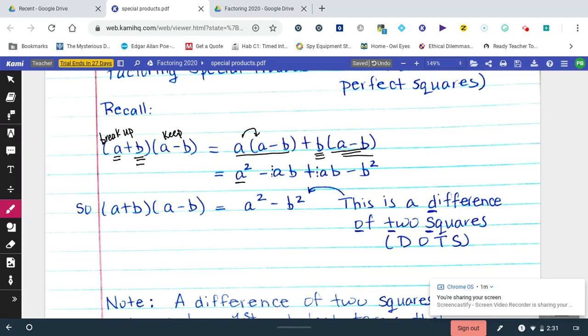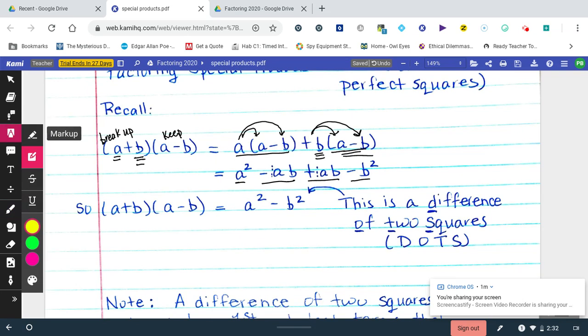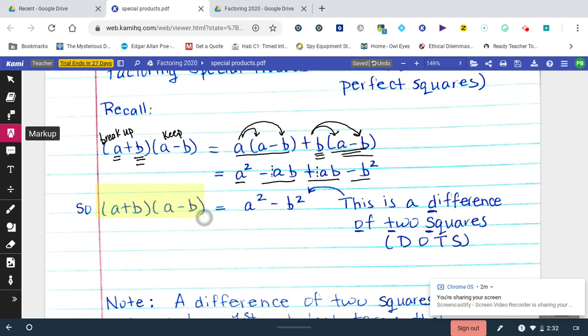A times a is how I got a squared. A times negative b is negative ab, and I put my imaginary 1. B times a is ba, but I have to put them in order. We don't say ba. Normally we just say ab, and I put my imaginary 1. And b times negative b is negative b squared. All right, so a plus b times a minus b produces a squared minus b squared.